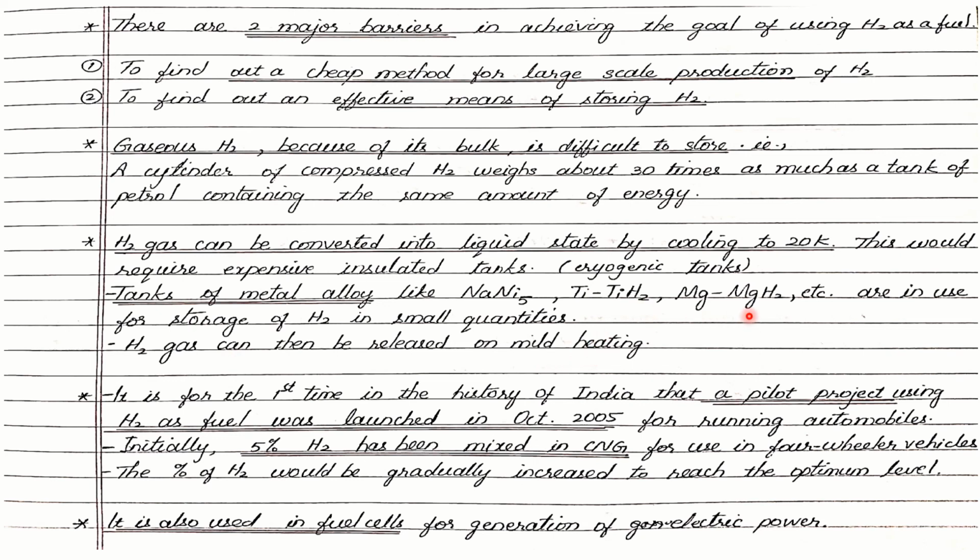It is for the first time in the history of India that a pilot project using hydrogen as a fuel was launched in October 2005 for running automobiles. Initially, 5% hydrogen has been mixed with CNG for use in four-wheeler vehicles. The percentage of hydrogen would be gradually increased to reach the optimum level in the near future. It is also used in fuel cells for generation of electric power.